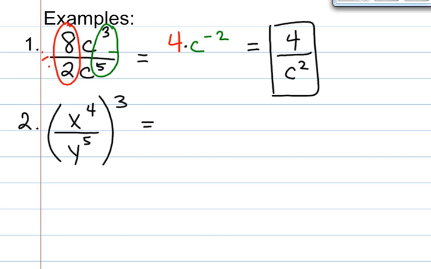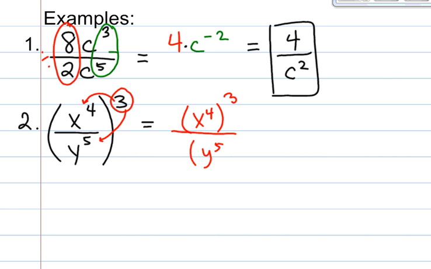Okay, so for this example, you have two different bases in the numerator and the denominator. So it's a quotient that is raised to another power. So what happens is the exponent outside the parentheses gets distributed to both the top and the bottom. I'm going to write a middle step here. So x to the fourth, I'm going to separate that quotient inside with parentheses. So x to the fourth gets a cubed, and in the denominator we have y to the fifth gets a cubed.